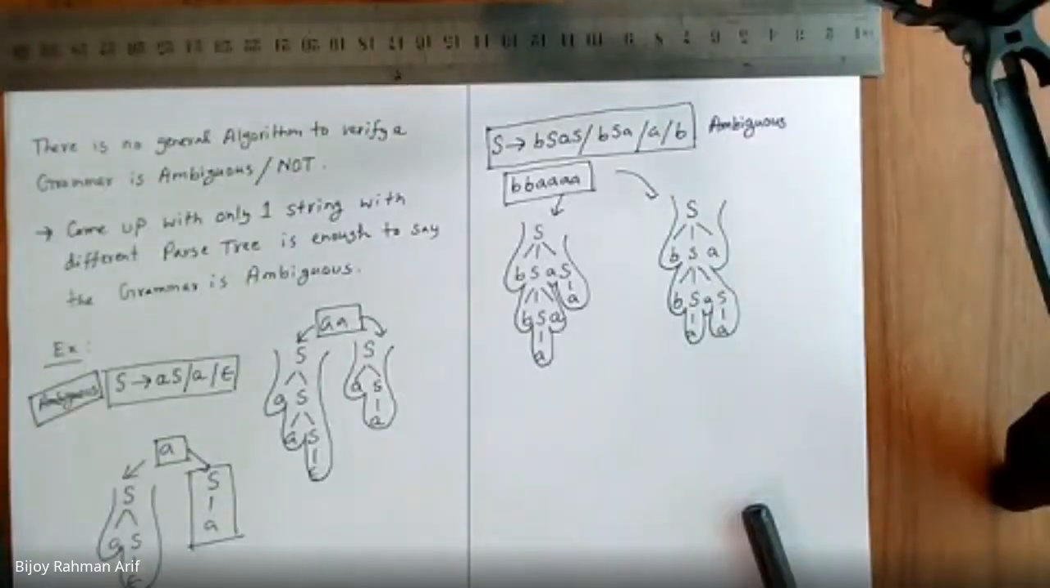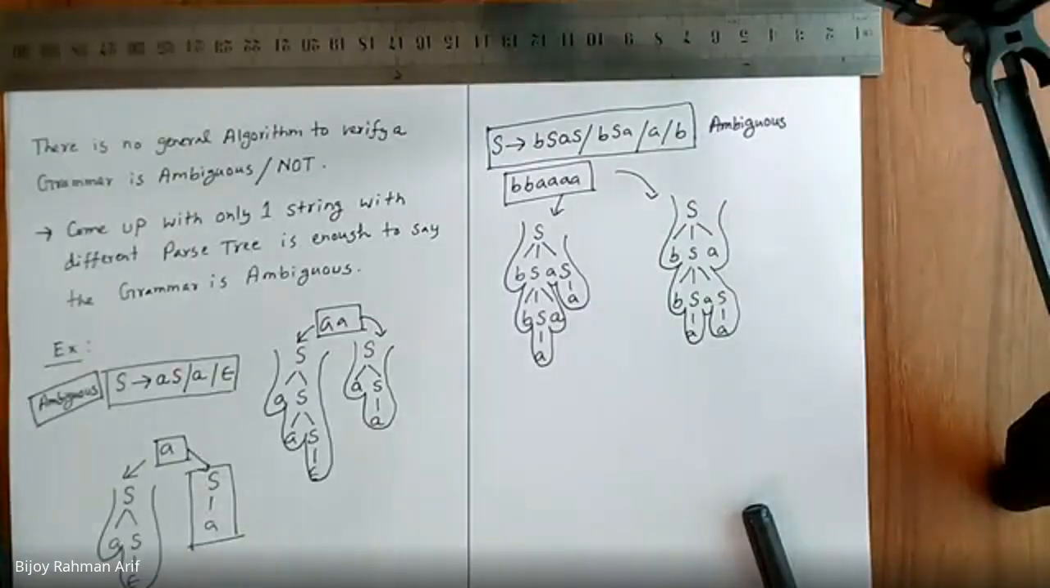Theoretically, it is not possible. Using parsing algorithms, you might come up with some answers for earlier examples. That means you might get many of the grammars which are ambiguous or not ambiguous, but not all grammars. Is it clear to you? Yes, sir.